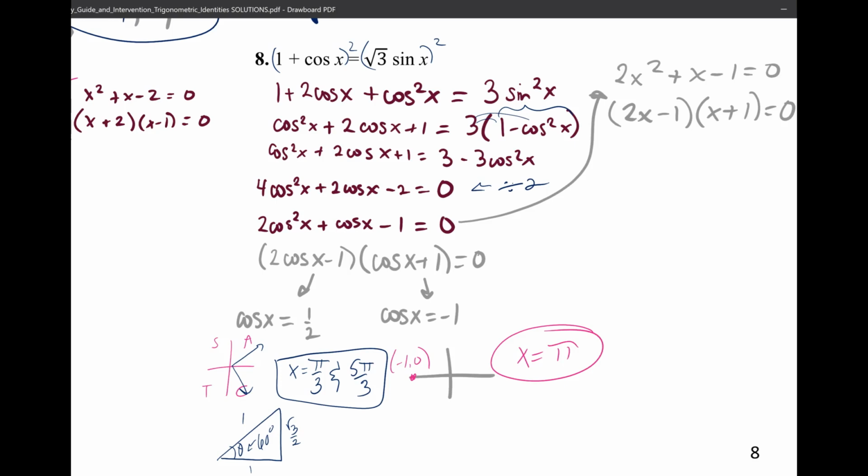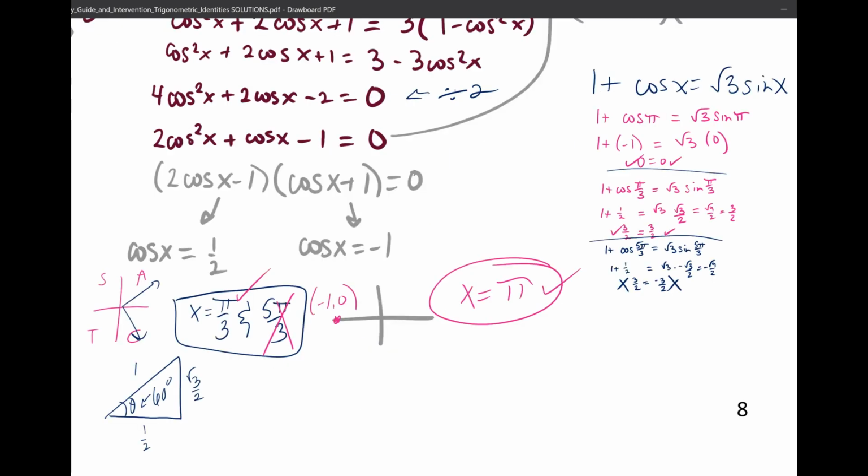You can pause the video and double check your answers. Since we squared, we have to check for extraneous solutions. So here you can see that I plugged in for all my values. I plugged in pi, it matches on both sides. When I plug in pi over 3, it matches on both sides. But when I plug in 5 pi over 3, it doesn't match. And that's because when I'm in the fourth quadrant, my sine is negative, so it screws everything up.